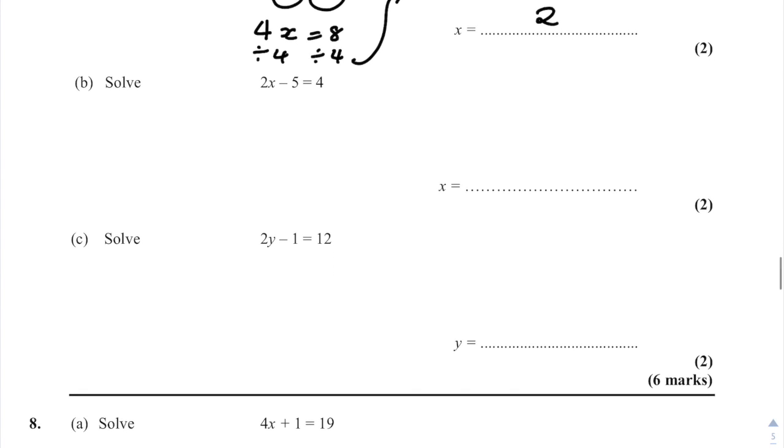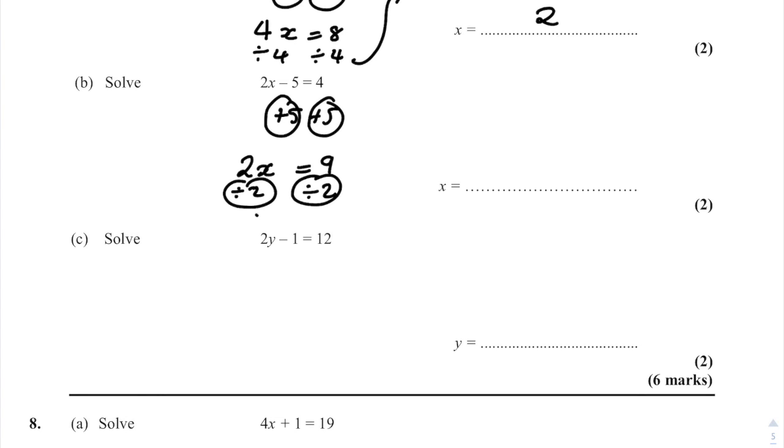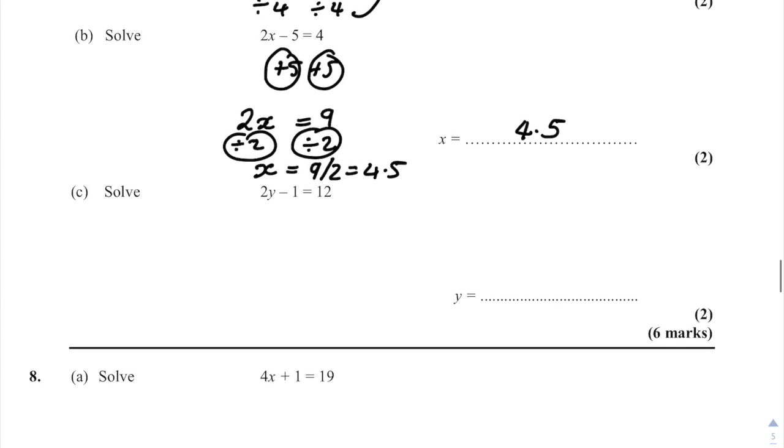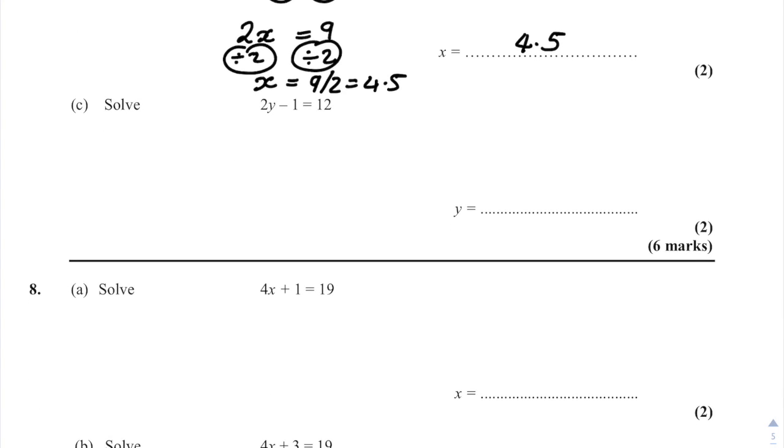So, for 7b, we've got 2x minus 5 equals 4, so we add 5 to both sides. So we've got 2x equals 9. So then we divide by 2, and that leaves you with x equals 9 divided by 2, which also equals 4.5. So 4.5 here.